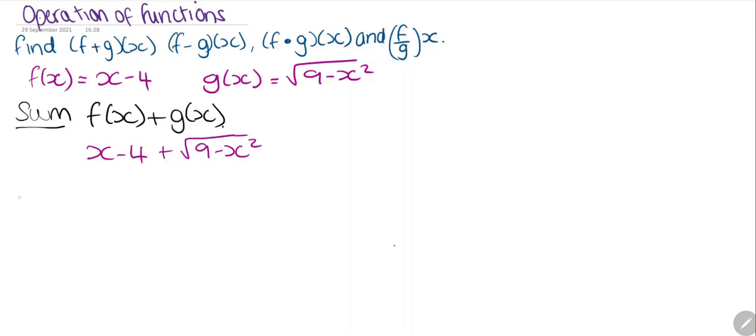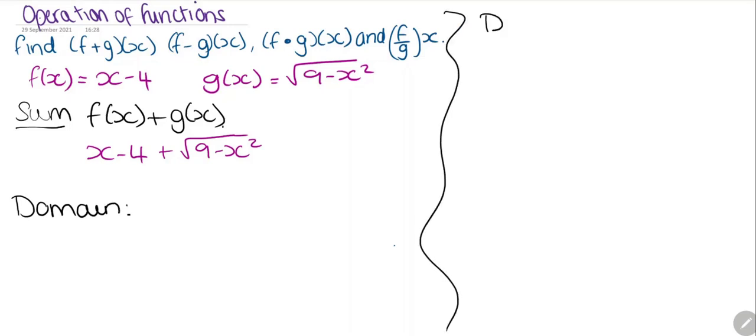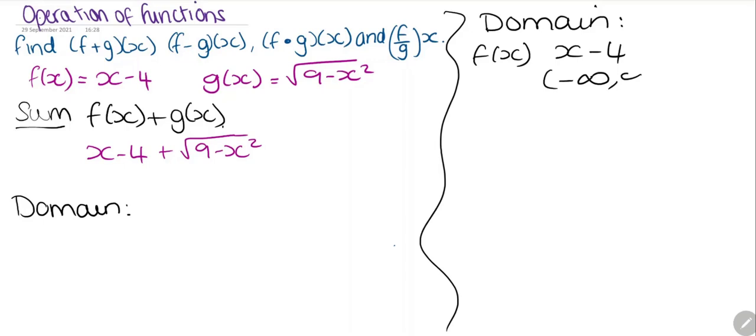But now we need to find the domain. So if we look at f of x, this is x minus 4, and this is a polynomial. So our domain is going to be all real numbers from negative infinity to positive infinity. Now if I look at g of x, this is a root. So we have some restrictions where this has to be greater than or equal to 0.